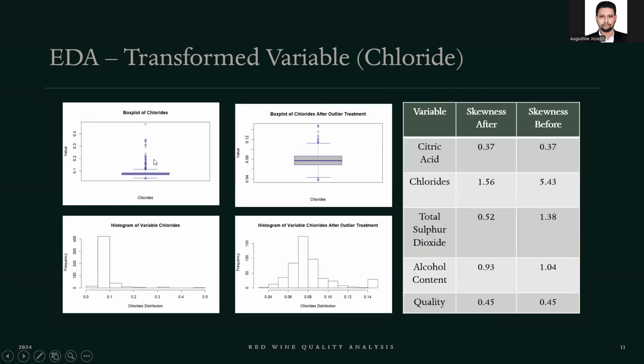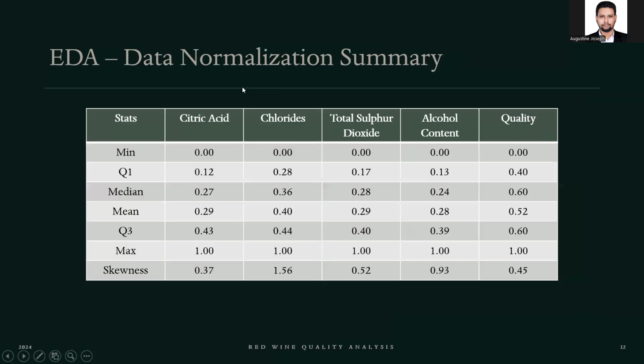I'm treating the outliers for chlorides, and you can see the outliers for the chlorides before and after outlier treatment. You can also see the distribution of chlorides before and after outlier treatment. Now it is almost symmetric. And you can see the skewness of all the variables before and after transformation. You can see a major change in the chlorides, from 5.3 it came to 1.56.